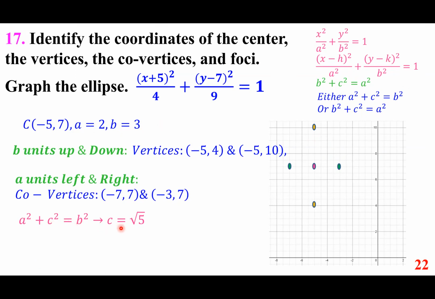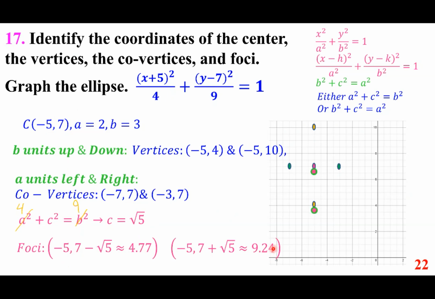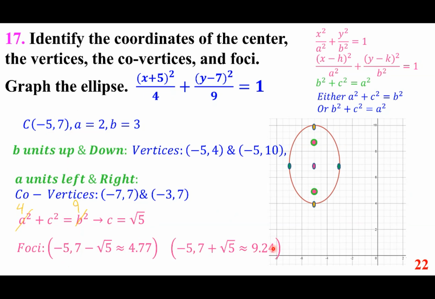So A squared plus C squared is B squared. C becomes square root of 5 because you already know A squared was 4, B squared was 9. We had it. So C squared is 9 minus 4 or 5. C is square root of 5. So from the center, go up by this much and go down by this much, because those are the vertices, and that would be the location of the foci. So -5 remains the same. 7 minus square root of 5, and then 7 plus square root of 5. Now at this point, you plug it into a calculator, roughly 4.77, and this one roughly 9.24. You plug those two pairs, and now that's the graph of the ellipse.